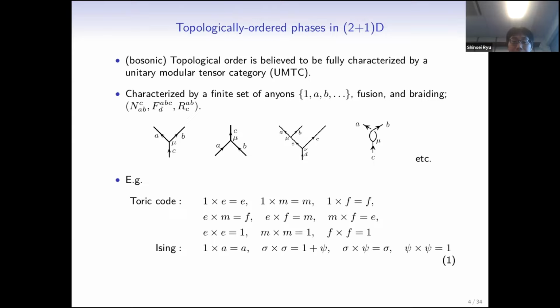So in this description, we have a set of anyons which may obey very peculiar exchange statistics. We first specify a finite set of anyons, and usually 1 means a trivial particle, like the vacuum. But in addition, we could have more non-trivial particles. Here we just symbolically call them a, b, and so on. These anyons can fuse to create other excitations. So fusion is the first important ingredient.